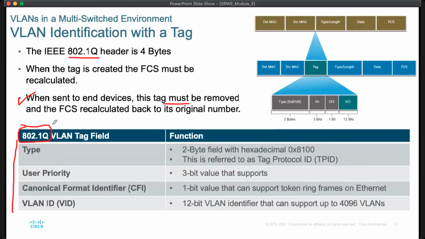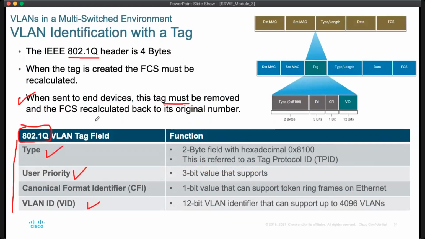So that's why, when they started to introduce this extra field, they needed to do some modification in the protocol. So they got type, user priority, SFI, and also VLAN ID. In order to implement this VLAN, they need to make some changes in the protocol. These are the fields that support the VLAN.